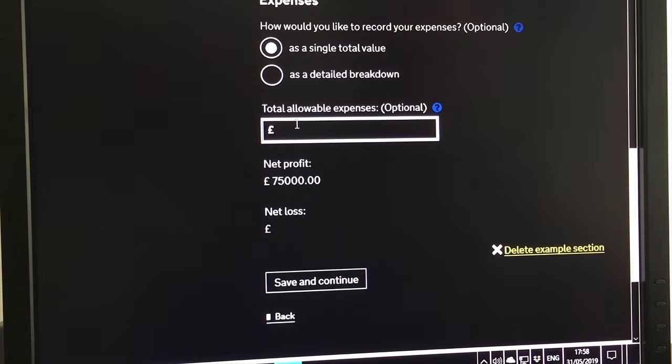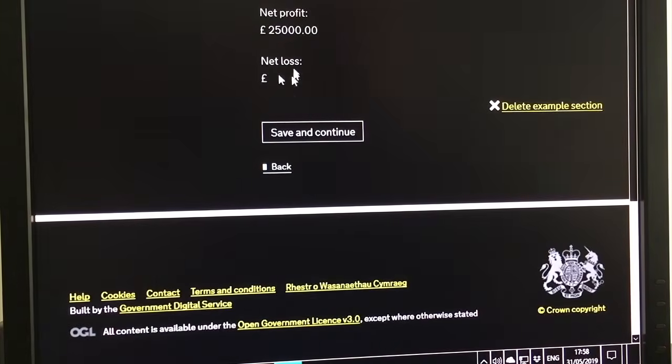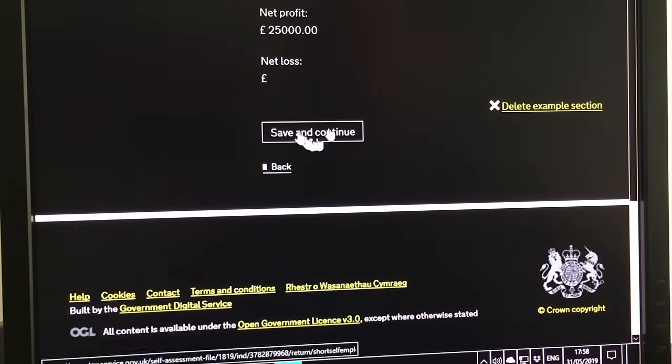So let's say I made a profit of 25, so let's say 50,000 expenses. That would come to 25,000 profit. If I'd had more expenses, it would have come to a loss, and I would have entered that in there. Let's carry on with that. Save and continue.